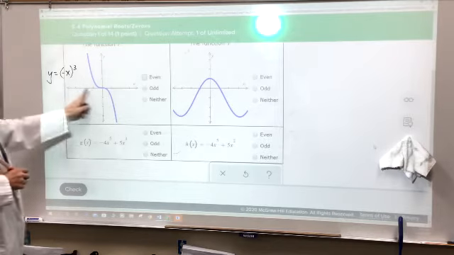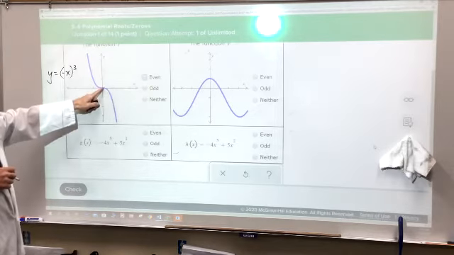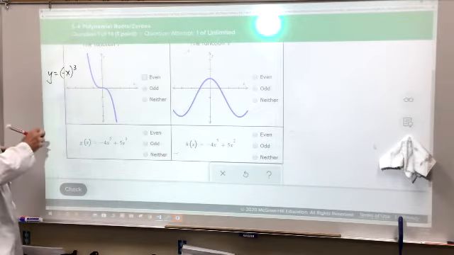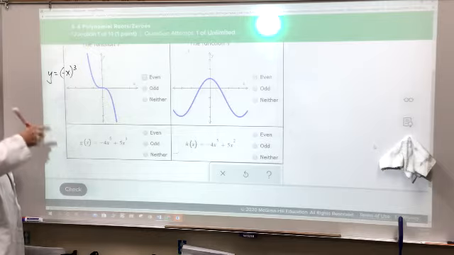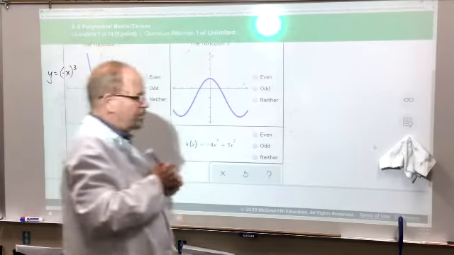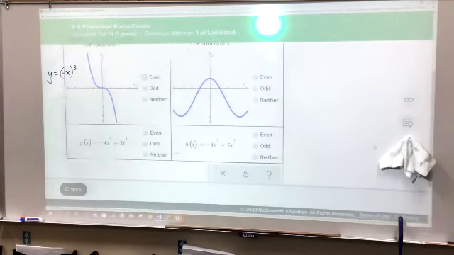So this is an odd function because it's symmetric about the origin. Negative f of x equals f of negative x. So we're going to call this one odd. This one here, symmetry about the y-axis, even. This one here, fifth degree polynomial, odd number.